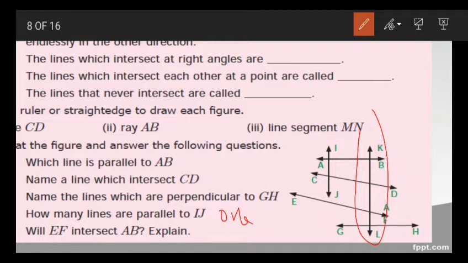Okay. Will EF intersect AB? Where is EF? This is EF. Will EF intersect AB? Yes, they will intersect, right? When you extend EF and AB, wait a minute. This is EF, and this is AB. Will these two lines intersect? Yes, when you extend this line, they will intersect. Okay.